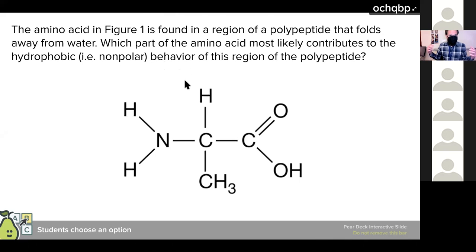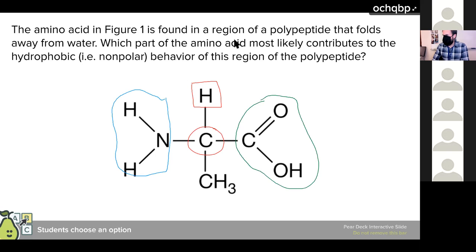All right, so we have a generalized amino acid here. Actually, we have a specific amino acid when it comes right down to it. But all amino acids have a central carbon atom. And to that central carbon atom, we're always going to find a hydrogen atom, an amino group, a carboxyl group, and then finally, a side group. Sometimes an author will say R group rather than side group. So in this amino acid, the side group is CH3.